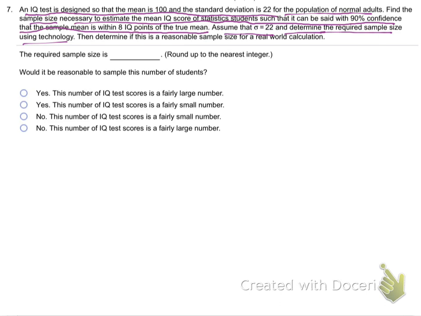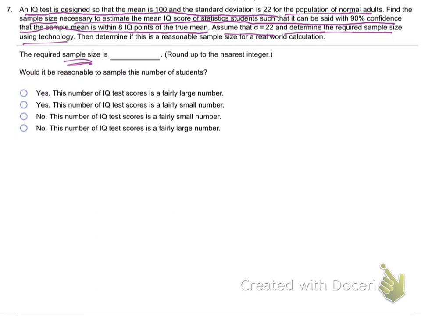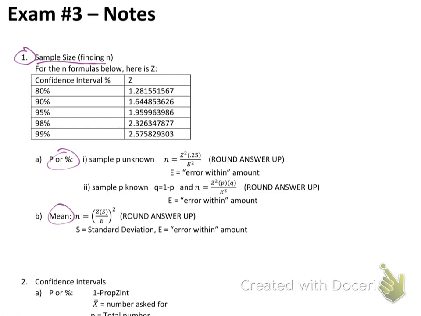Okay. Well, they want sample size. Let's go to our exam 3 notes. Sample size. This is number 1 on exam 3 notes. Now, are we doing a percentage or a mean? Mean. So here we are. There's our formula.